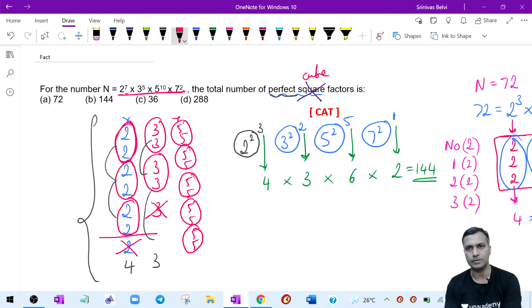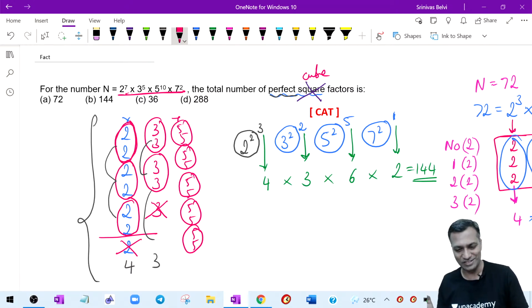Right. Very good. Superb, guys. Yeah. Just have to make bundles of three. Absolutely. Superb. All right.